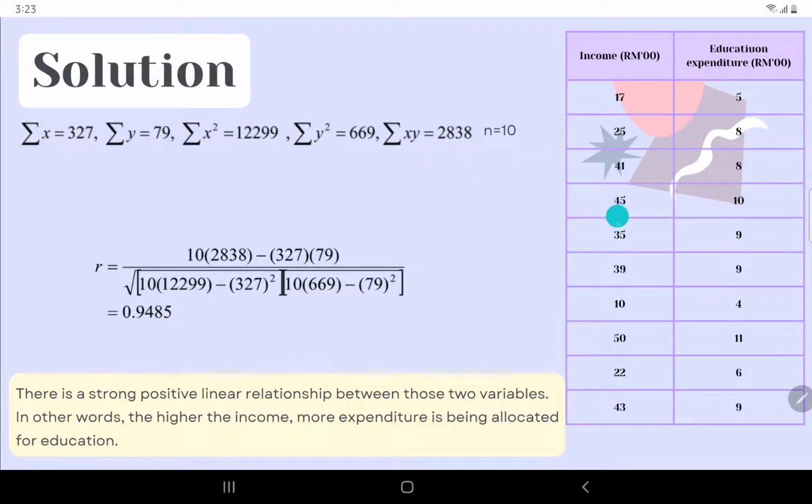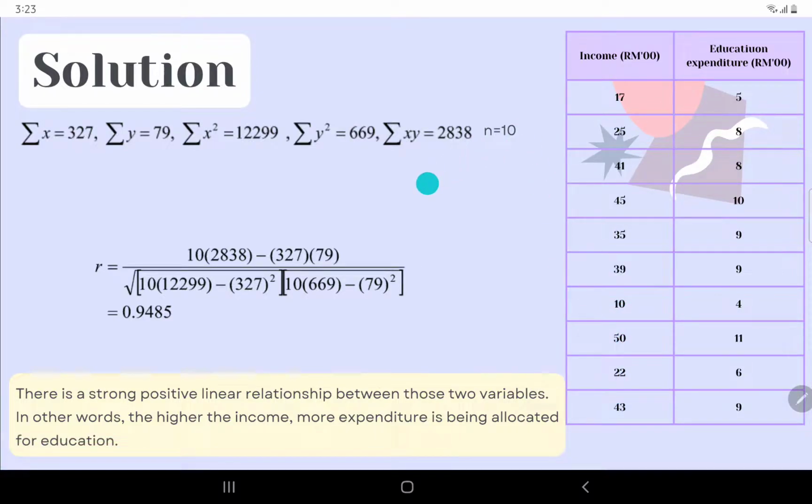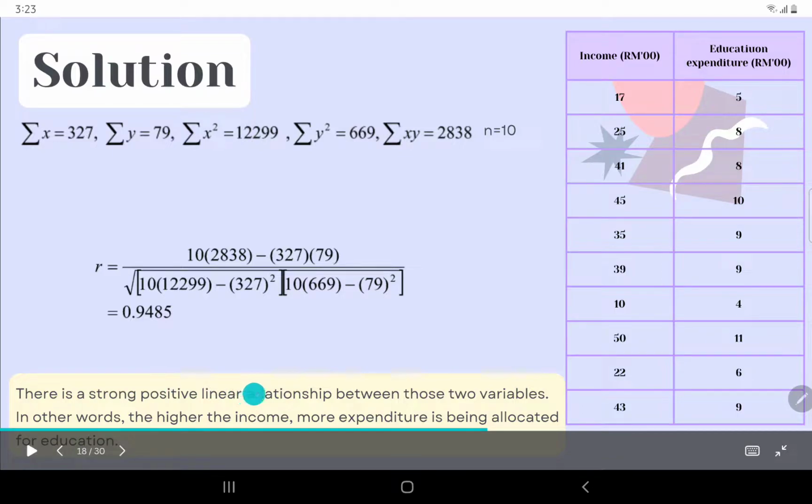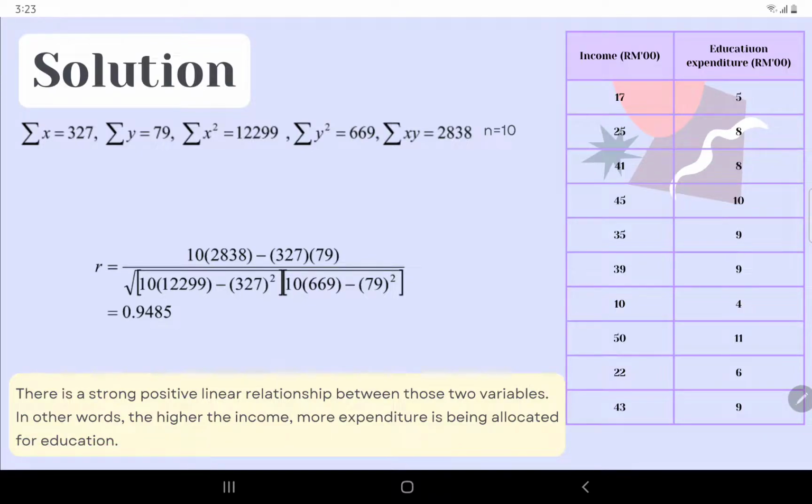Okay, 1, 2, 3, 4, 5, 6, 7, 8, 9, 10. Our n is 10. So just insert in the formula Pearson tadi tu, so you get 0.9485. Okay, when R is 0.9485, okay, it means that it is a strong positive linear relationship between these two variables. Okay, in other words, the higher the income, the more expenditure is being allocated for education.